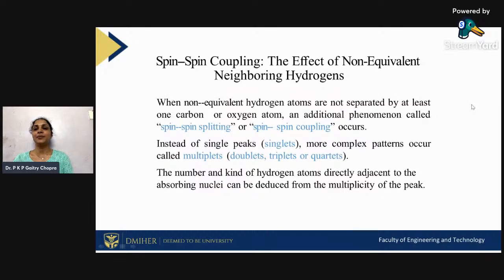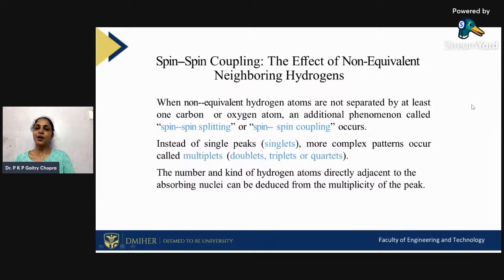Now we come to spin-spin coupling. In the previous example, we have seen there are three different sets of protons. What happens is, if non-equivalent hydrogen atoms are not far separated, they interact; their spins interact, or you can say their magnetic moments interact with each other.